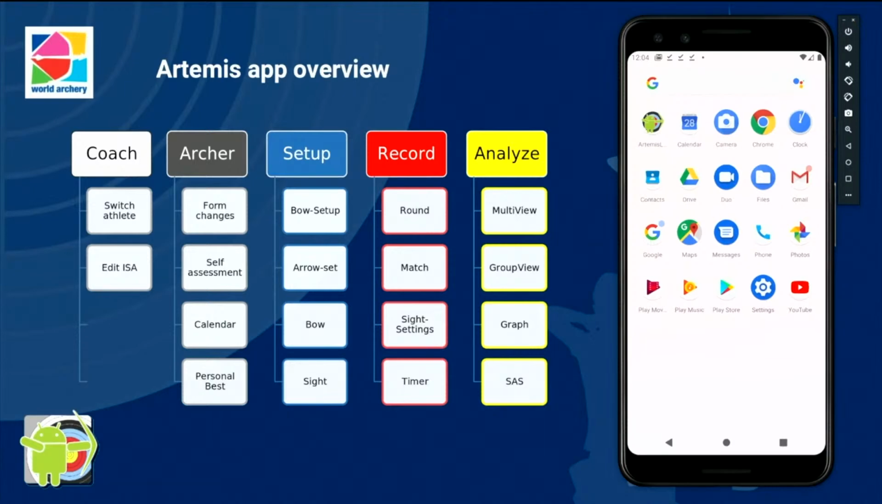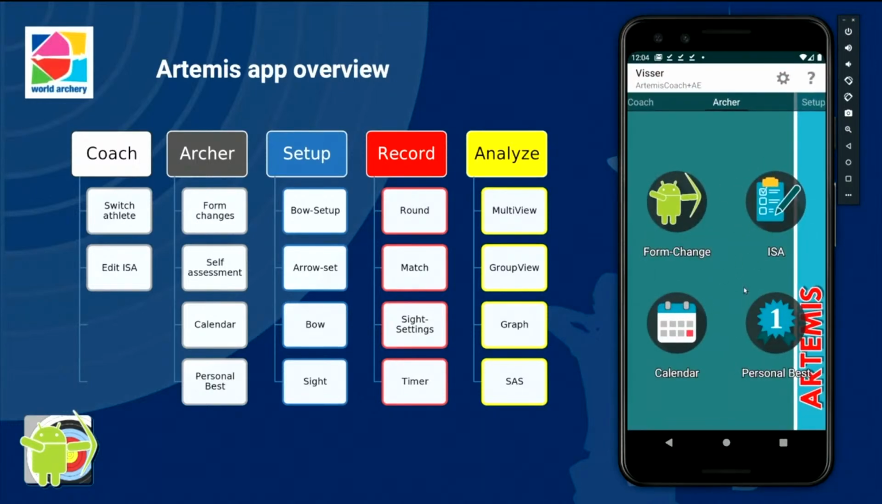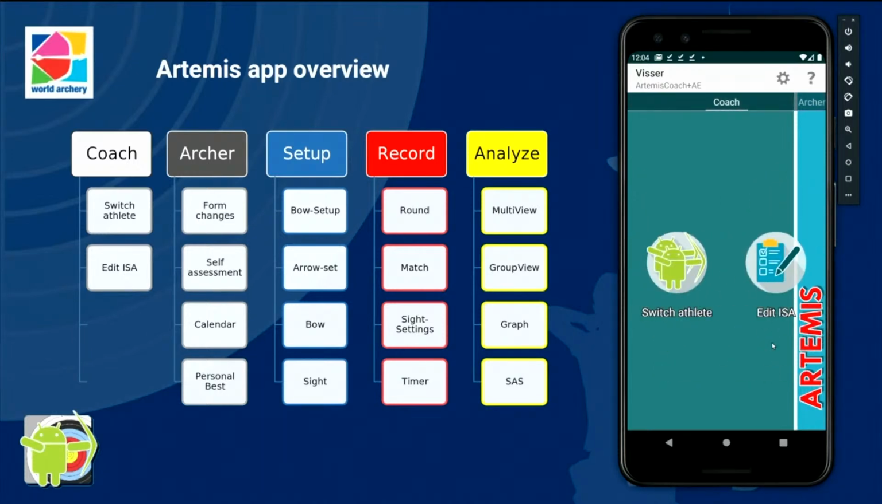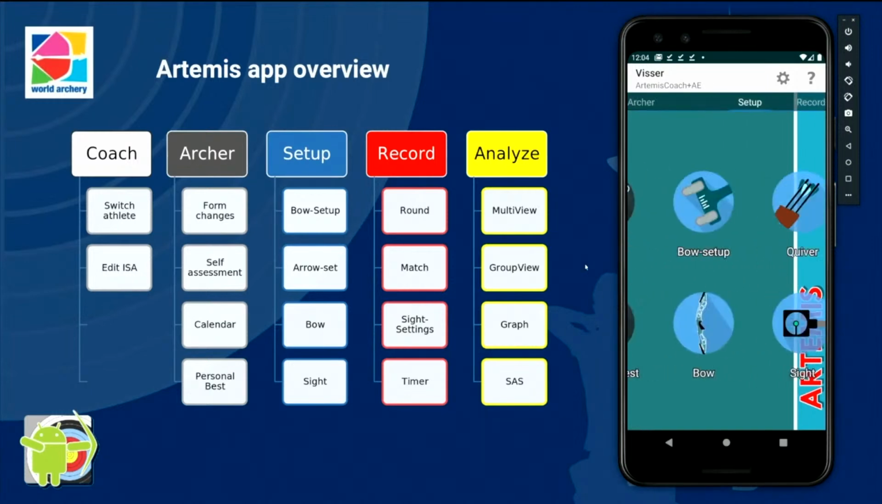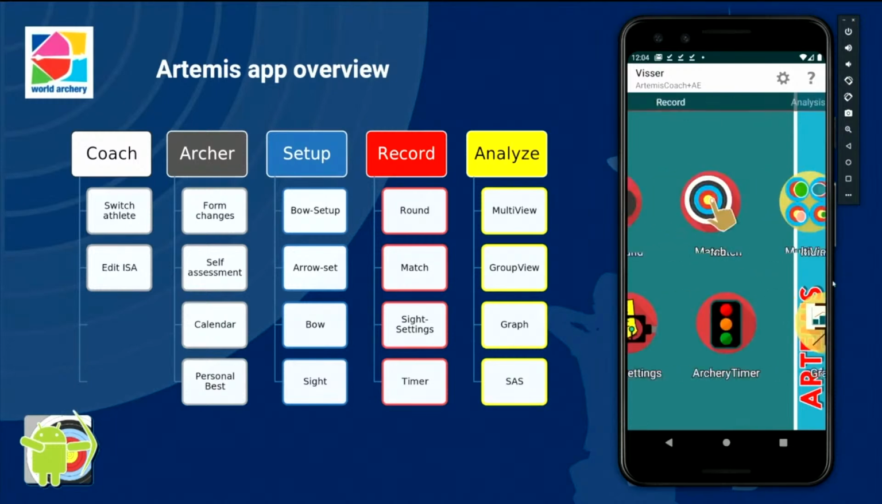Okay, let's give a small tour of the app itself. So if you start up Artemis, this is an emulator, so it emulates what you will see on the mobile device. And Artemis is divided into 5 domains. So we have the coach domain, the archer domain, the setup domain, the record domain, and the analysis domain.